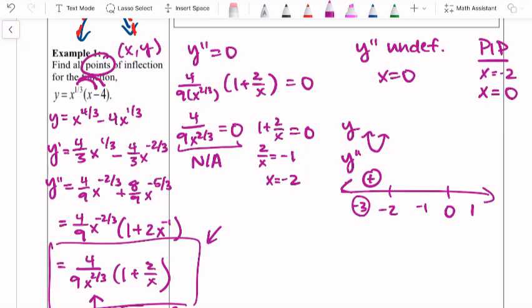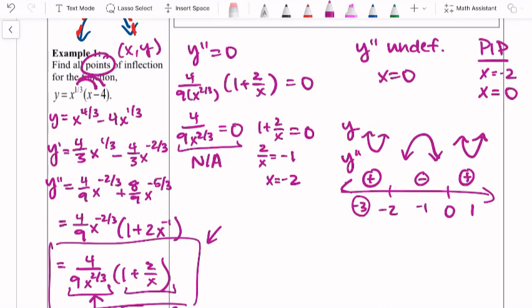Plugging in -1, okay, so the first part here, it's going to give us a positive number. The second portion, though, it's going to give us a negative. So y double prime is negative on this interval. We are concave down. And then plugging in 1 for both parts for x, it's going to give us a positive number as well. So we do switch back to concave up.